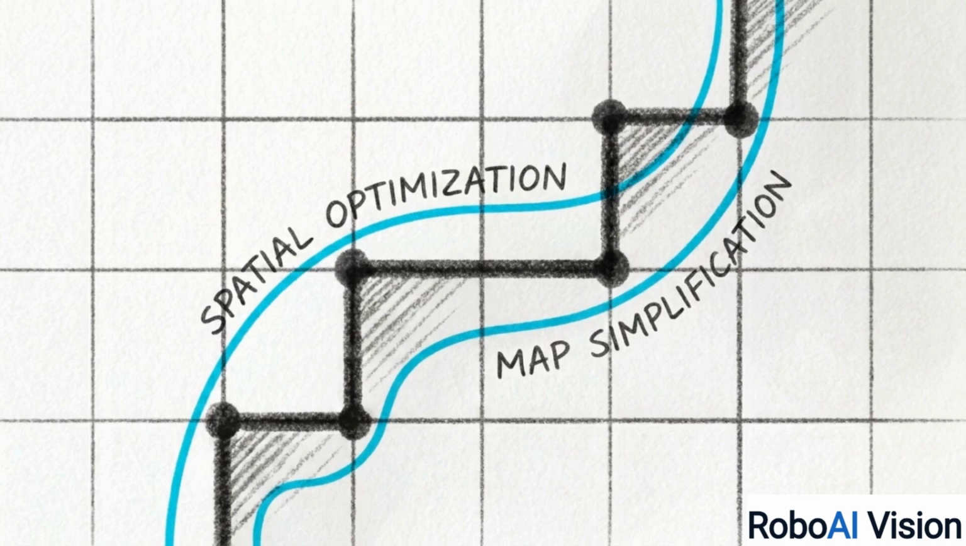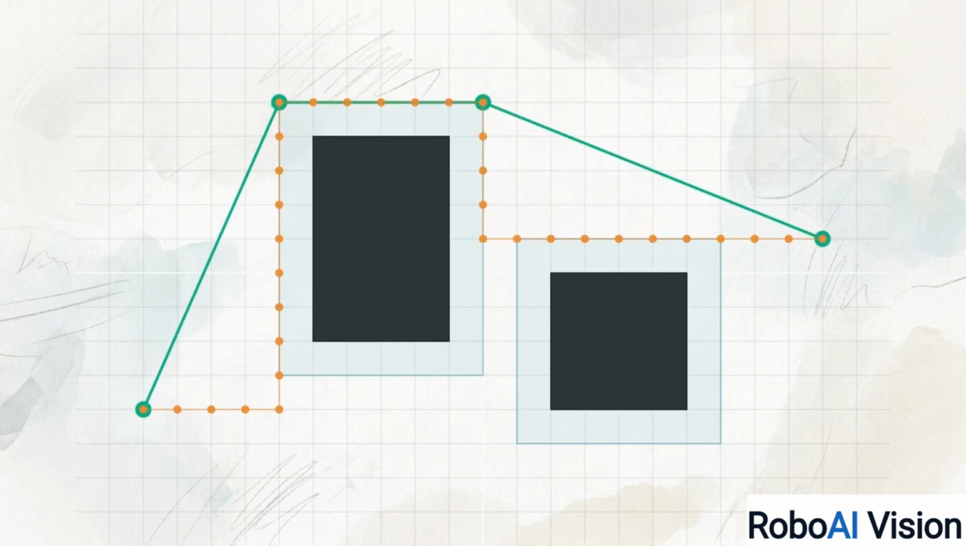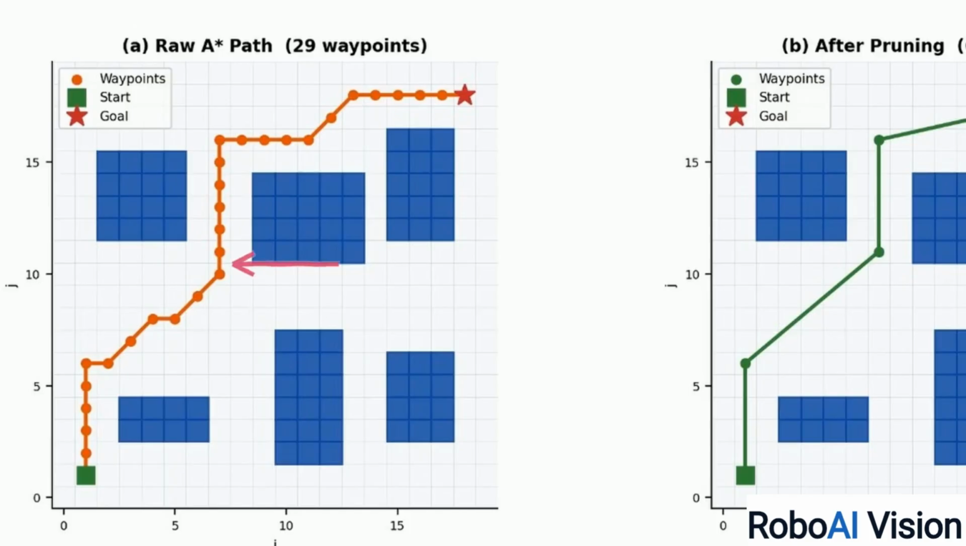The mathematical engine verifying these shortcuts is Bresenham's line algorithm. Bresenham's algorithm acts as a virtual raycast. If the ray hits an occupied cell, like this red dashed line, the shortcut is rejected. Conversely, the solid green line proves the straight segment passes safely through free space.